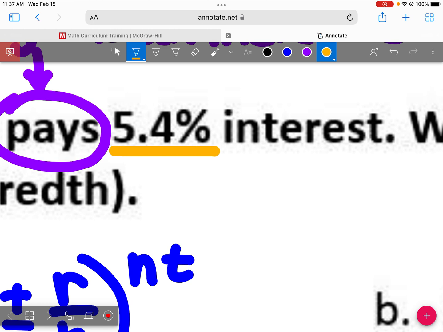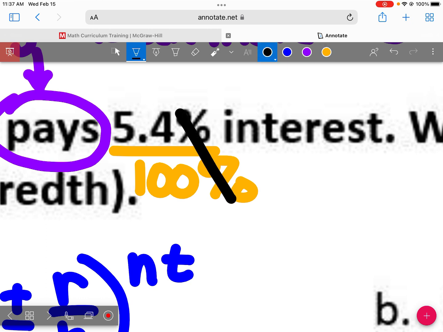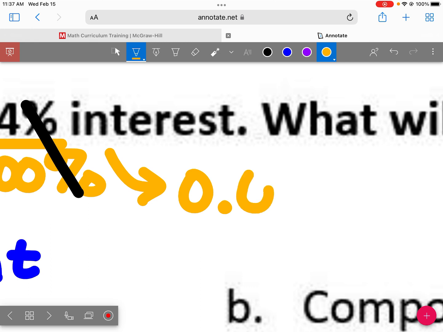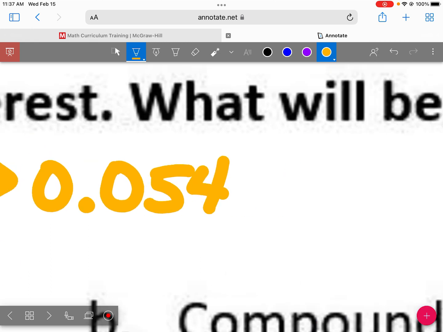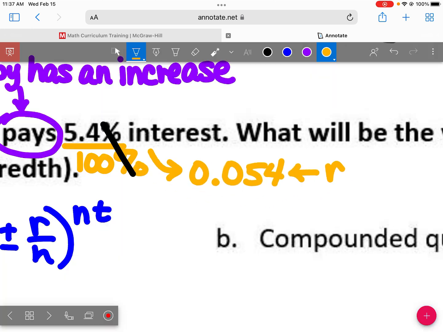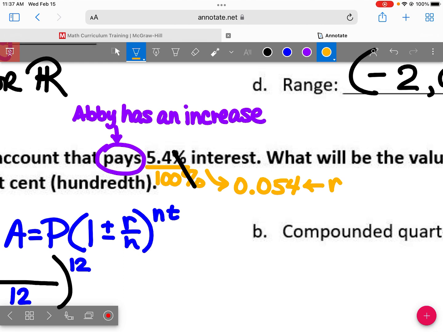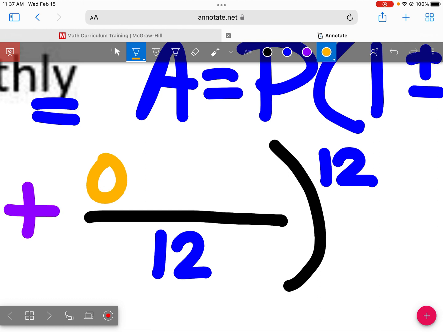What do I have to do to this number before I can use it in my problem? Divide it by 100. So what do I get when I divide that by 100? 0.054. This is what we're using for R. 0.054 would be fine. I'm going to write 0.054.